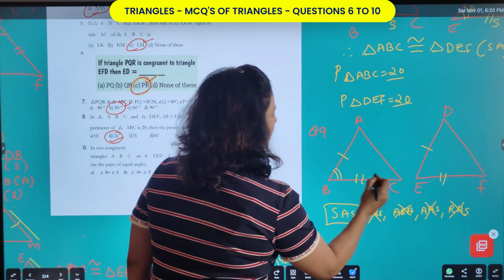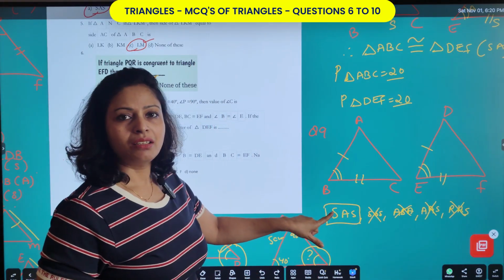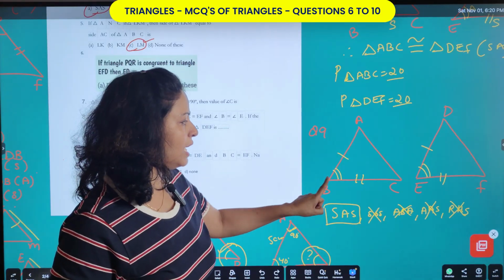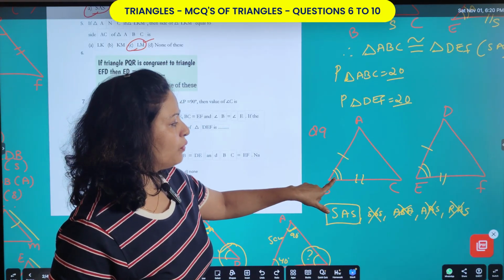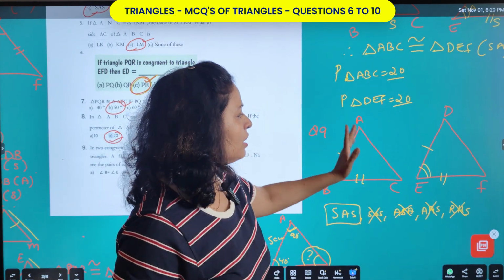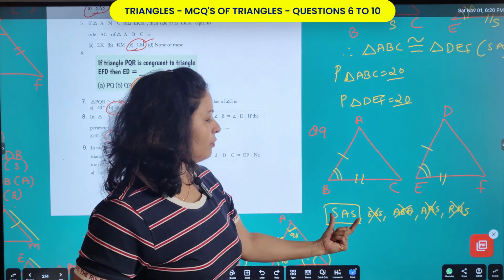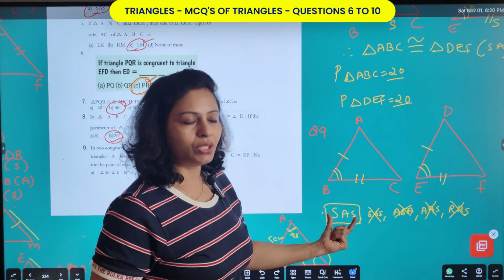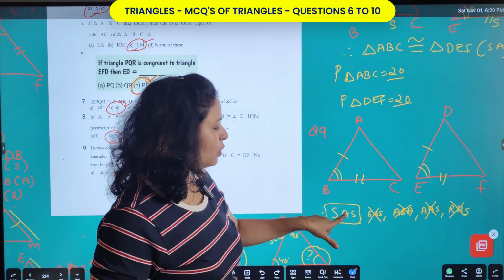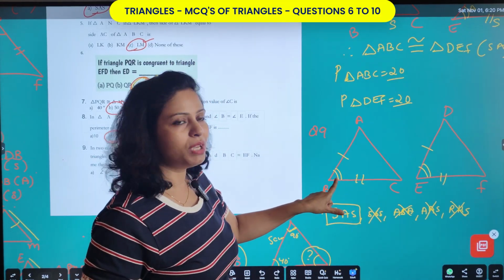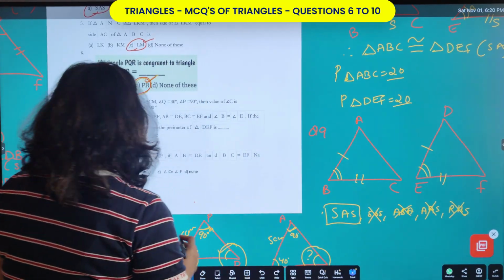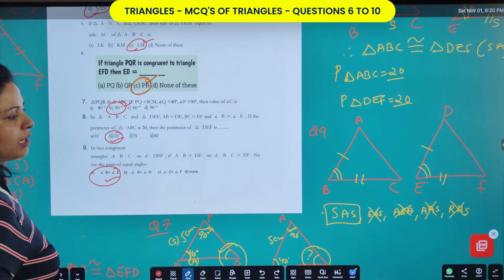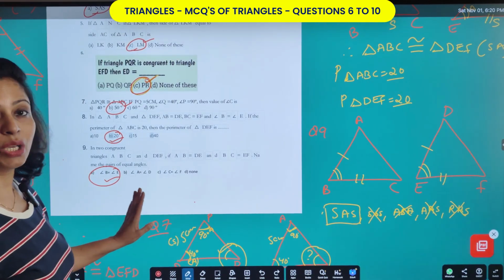So they are asking you to name the pair of equal angles. I can say angle B is equal to angle E because this rule applies to this congruency. SAS we can apply here. So which angle do we have to write as equal? Angle B is equal to angle E. We can't write any other angle as equal, because we need to use this congruency. Only this congruency will fit. The included angle, that is the angle between the two sides, has to be angle B and angle E. That's why we say angle B is equal to angle E. So they are the equal angles.